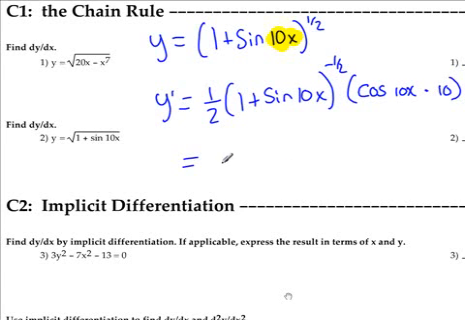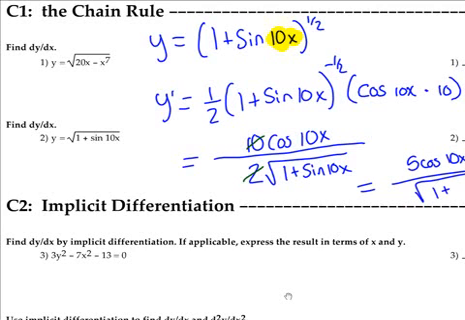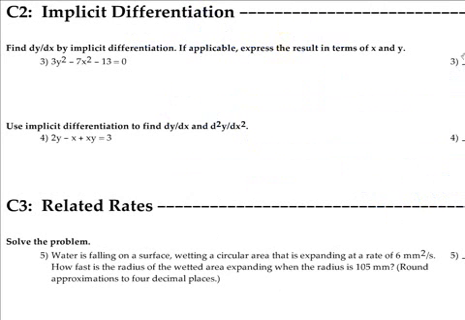So let's see what we have in the numerator here. I've got a 10 cosine 10x. And the denominator, I've got a 2 times the square root of 1 plus sine 10x. I'm going to go ahead and reduce this 10 and this 2 so that I get a final answer of 5 cosine 10x all over root 1 plus sine 10x. Any questions here?